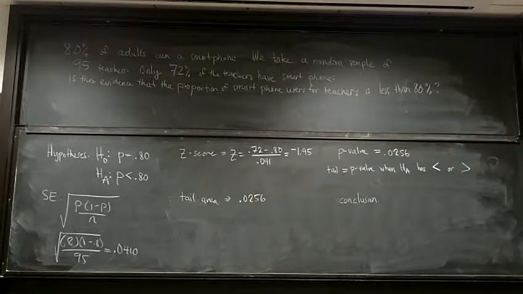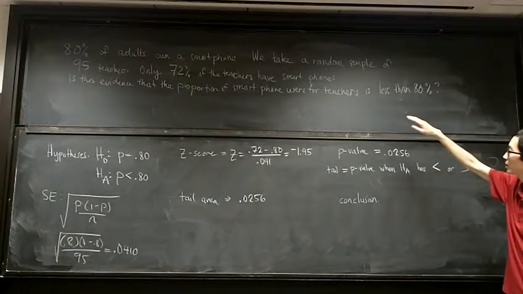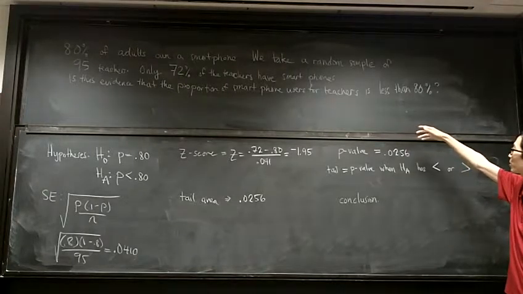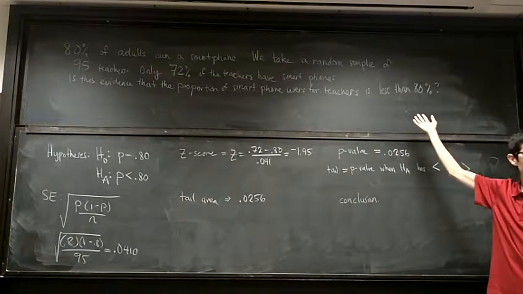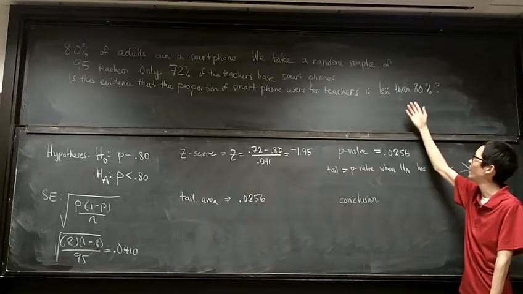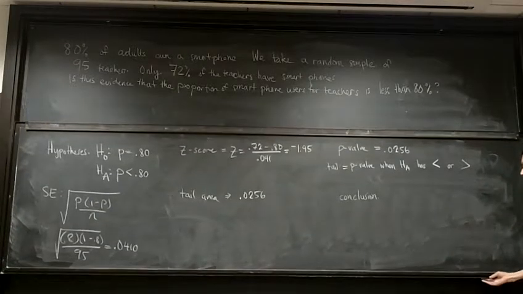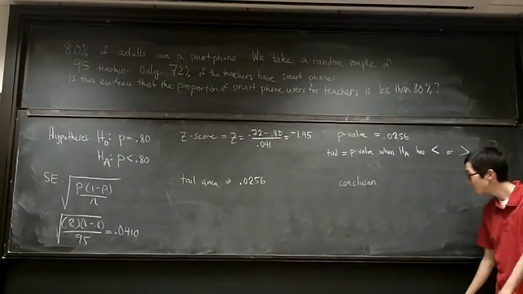For a not equal in this question, it would say, is this evidence that the proportion of smartphone users is different from 80% or is not 80%? Here we're asking, is it evidence that it's less than? Okay, so our conclusion.